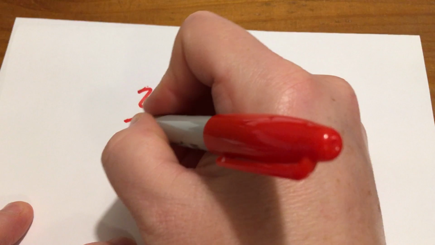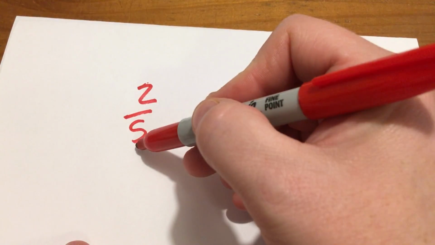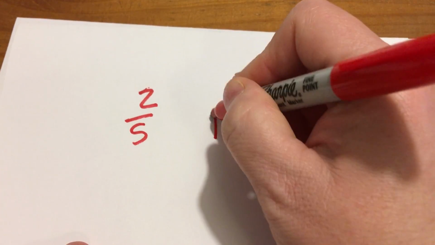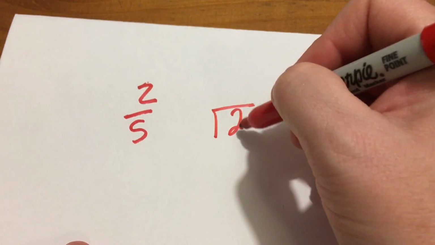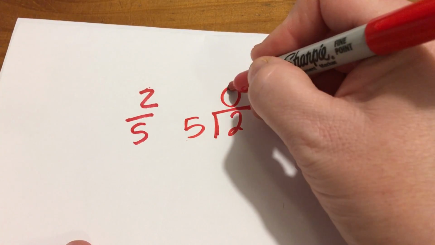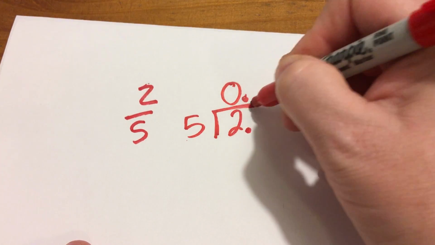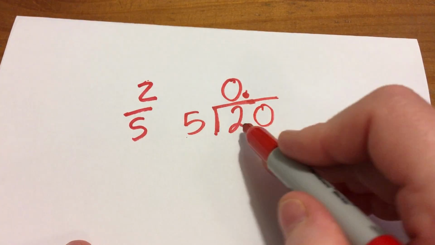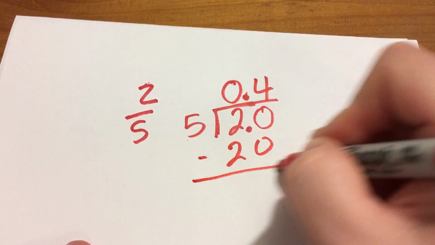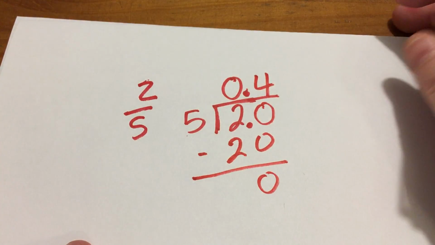Let's do another one. 2/5. Please write that as a decimal. It's not over a 10, it's not over 100, so we're going to have to do it the long way and divide. Remember, write it exactly how you say it. 2 divided by 5. Can 5 go into 2? No. We add our decimals, and we add a 0. Can 5 go into 20? Yes, it can. 4 times evenly. 5 times 4 is 20. Subtract it, you get 0. So 2/5 is 0.4.